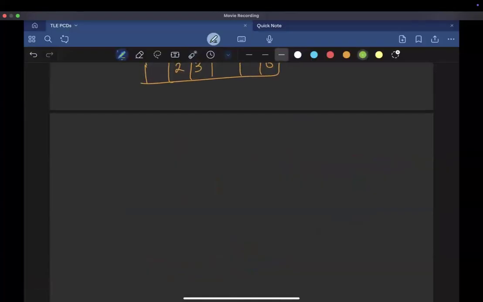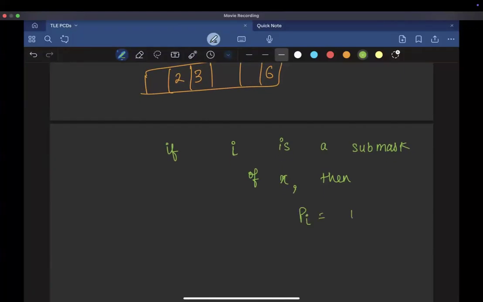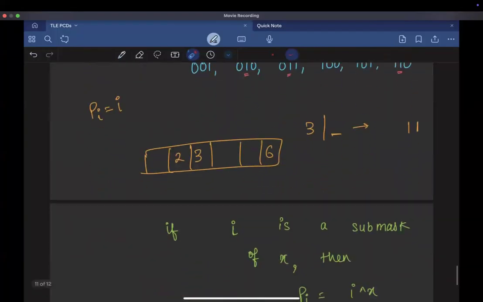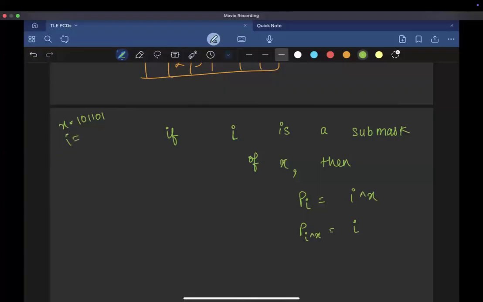So what I had in mind was, for any I which is a submask of x, in that case what I can do is set pi equal to I XOR x and p(I XOR x) equal to I. Basically, I XOR x will tell me all the bits that are set in x but not in I. If x is a number like 101101 and I is a number like 100101, then the bitwise XOR of both of these will give me the bits that are set in x but not in I.